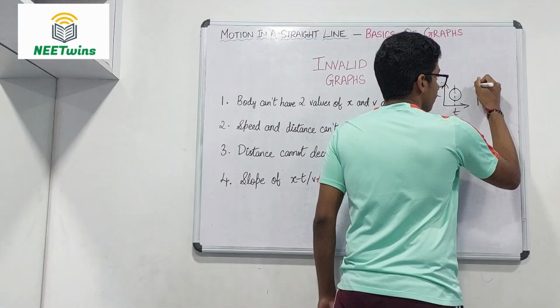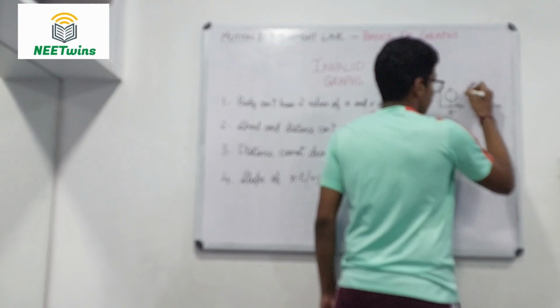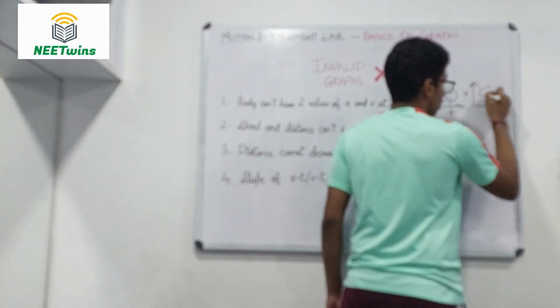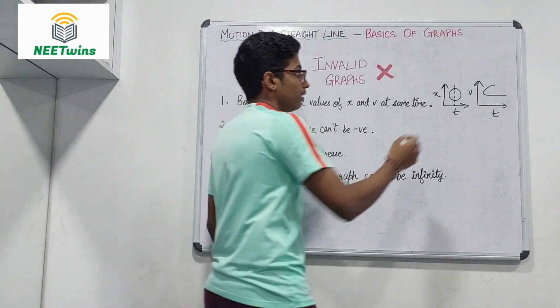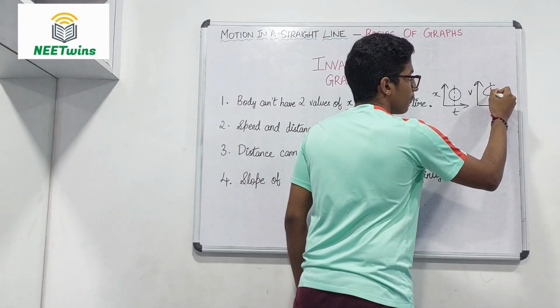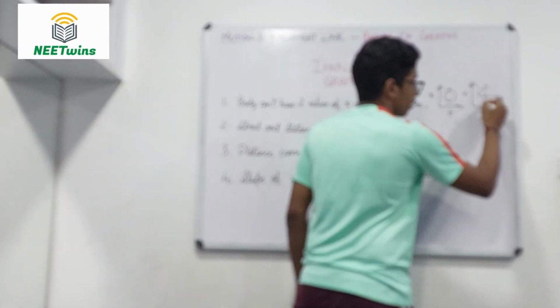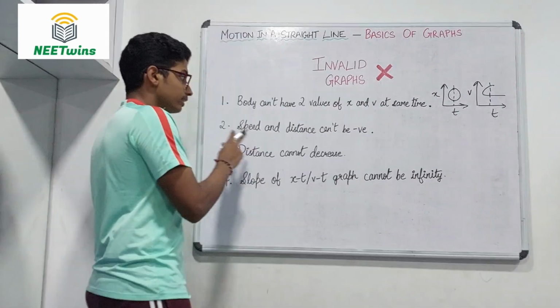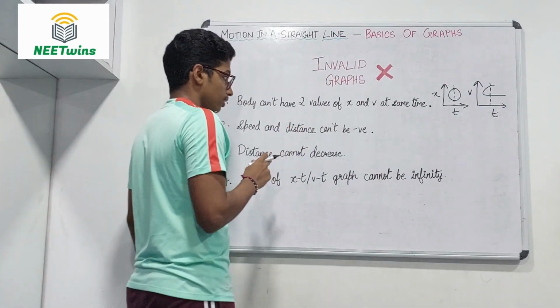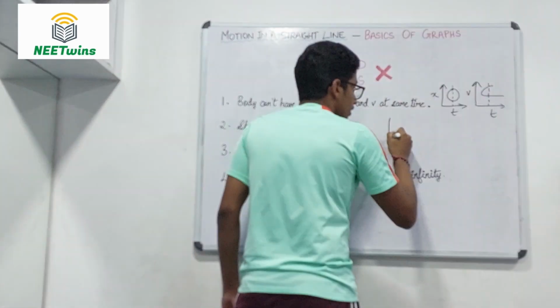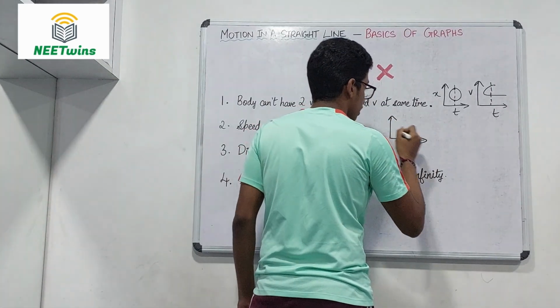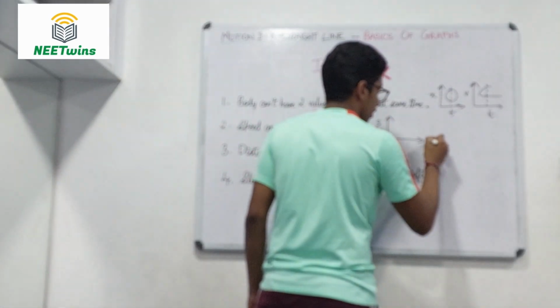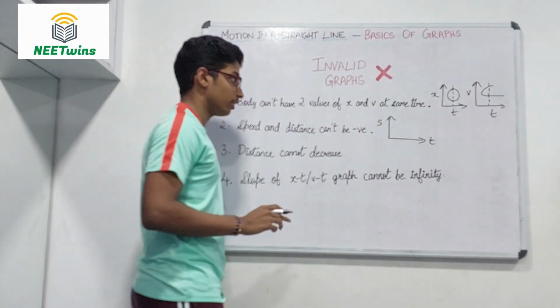And a vt graph of this sort also would be invalid, because at the same time it has two different velocities. The next is speed and distance both cannot be negative. I have used a symbol S for speed over here.